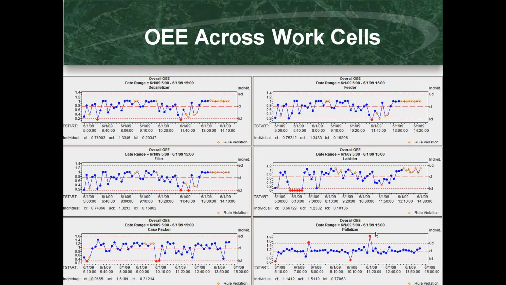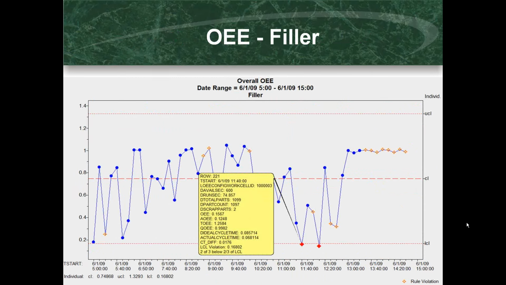You're going to again see here that the palletizer had some breaks of the upper control limit. We're going to focus in on the filler. Again, we're starting at the high level, which is the OEE calculation, and then we're going to get down into each one of the pieces of availability, quality, and throughput inside of the filler. If you take a look at this filler, you're going to see that we have 3 areas of opportunity. We have some lower control limit violations.